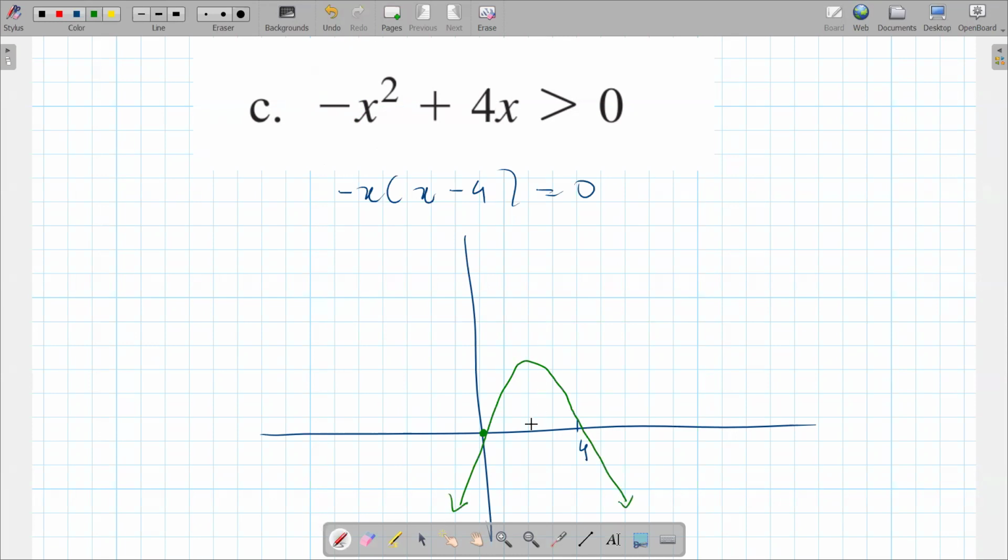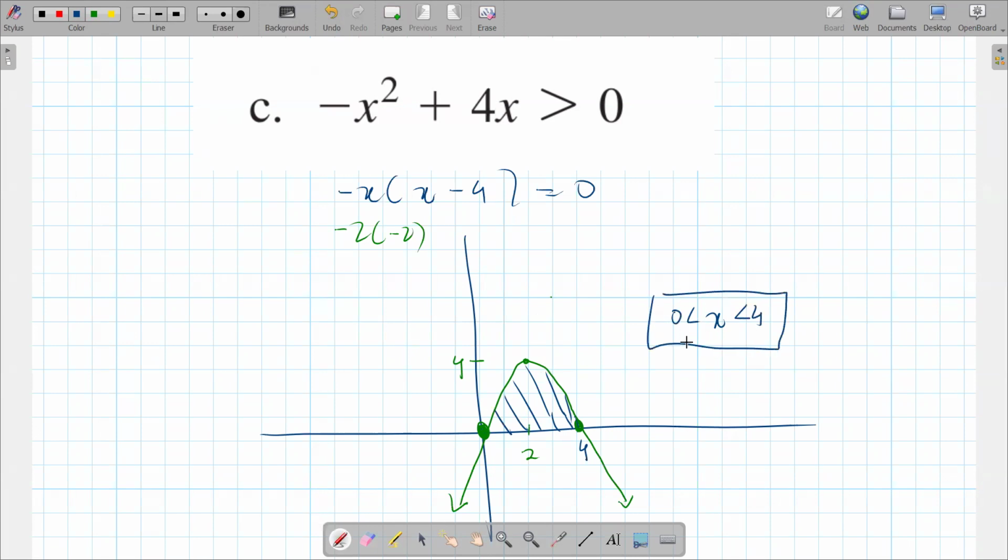Now it's going to have a vertex somewhere. The x value of the vertex is going to be between 4 and 0. It's going to be 2. The y value will be negative 2 times negative 2, positive 4. So that's our vertex. Now this question is asking you, when is the green curve above the x-axis? Same question. What's the answer? When x is greater than 0. So it's right here. How would you describe this region? When x is between two numbers, between 0 and 4. That's the answer to this question.